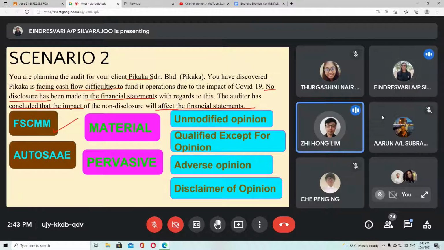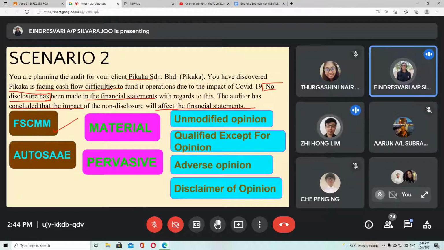Because the auditor concluded the impact of non-disclosure will affect the financial statement. Okay. So in this case, basically there is no disclosure. Evidence-wise it is there, but they did not disclose. So this is an error, an error by not disclosing. Is it material? Yes. Why pervasive?